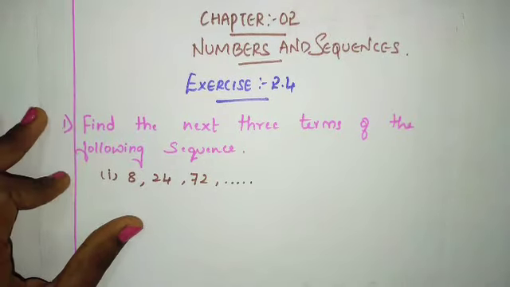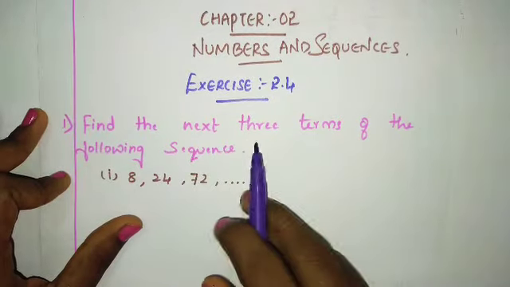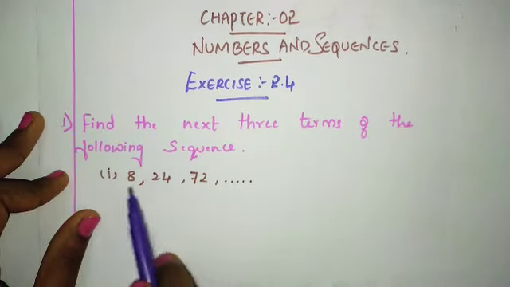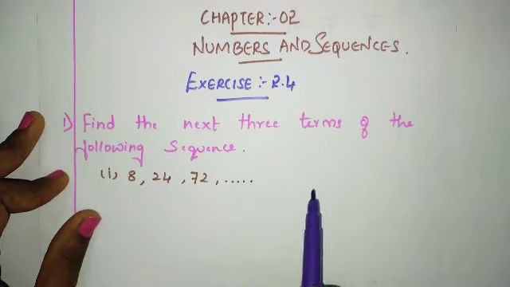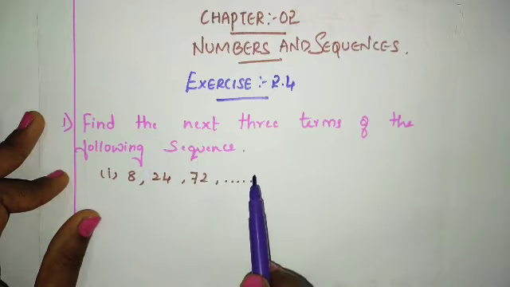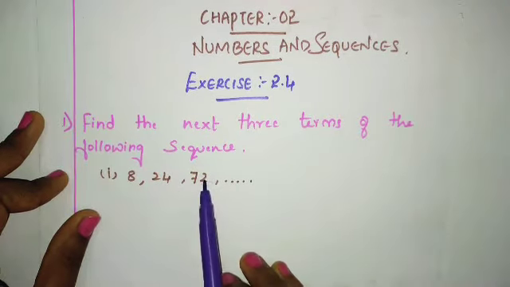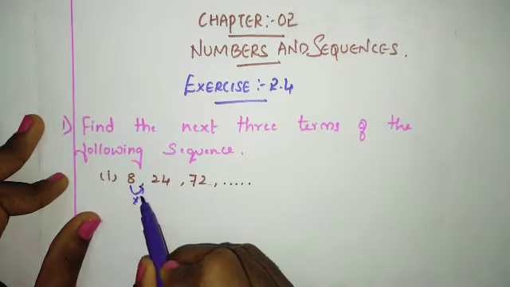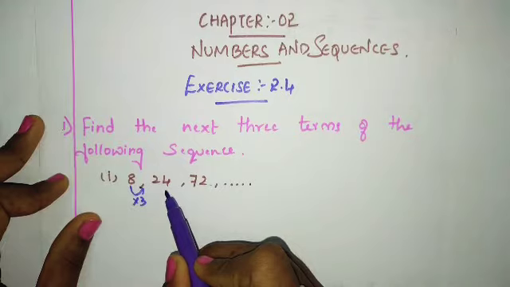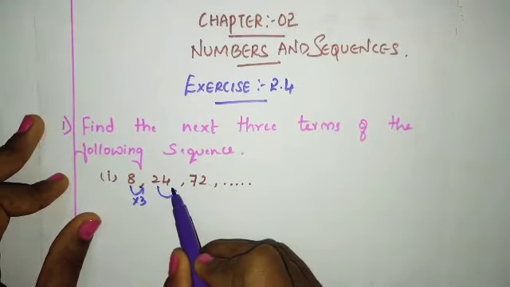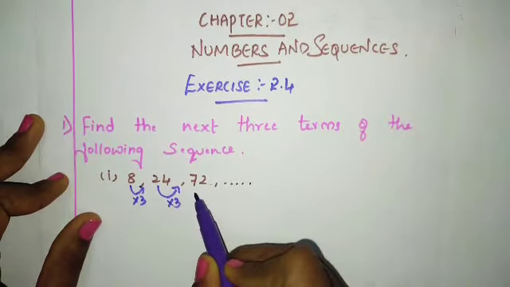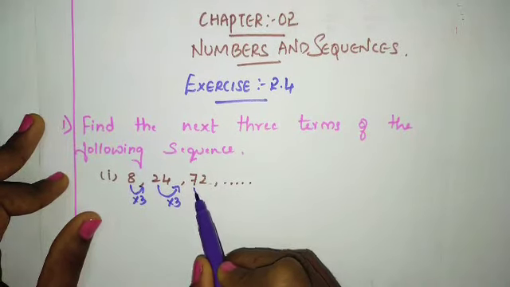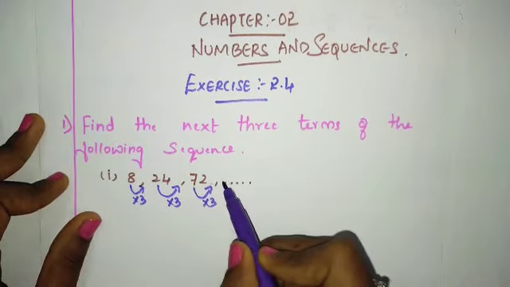Okay. So first sum, find the next three terms of the following sequence. They have given some sequence numbers here. You have to find the next three terms in this sequence. Just relate and see these numbers. If I multiply 8 with 3, I'll get 24, correct? So if I multiply 24 with 3, I'll get 72, correct? Similarly, multiply 72 with 3, you'll get the next number.